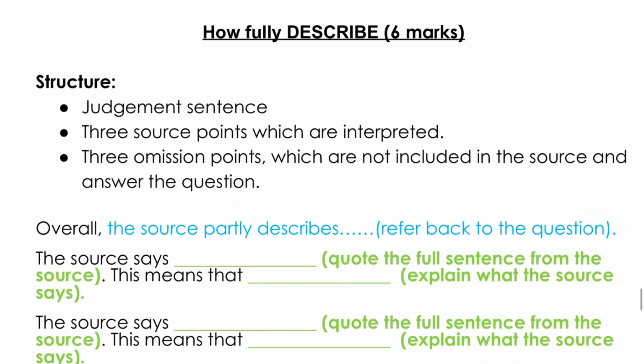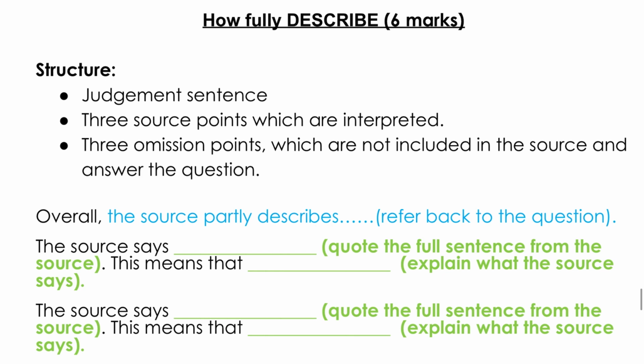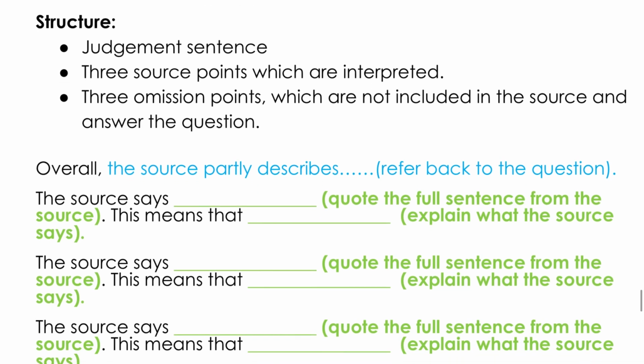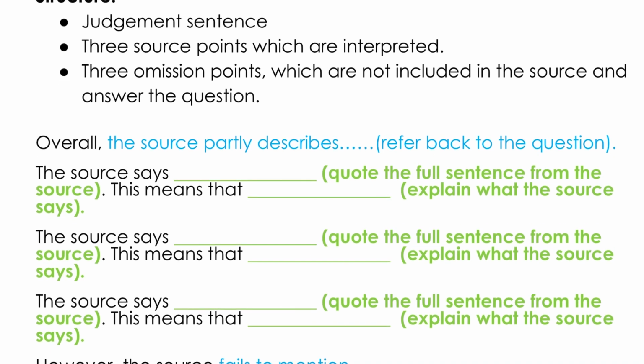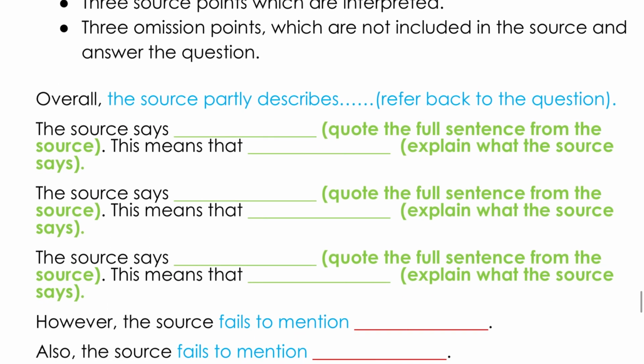Let's have a little look at the how fully describe and the how fully explain. The most important thing to remember, folks, is you must have your judgment sentence. Without your judgment sentence, you are capped at 2 out of 6. We're looking for 3 source points, 3 omission. With the source points, you need to quote the full sentence. Do not try and shorten the sentence.